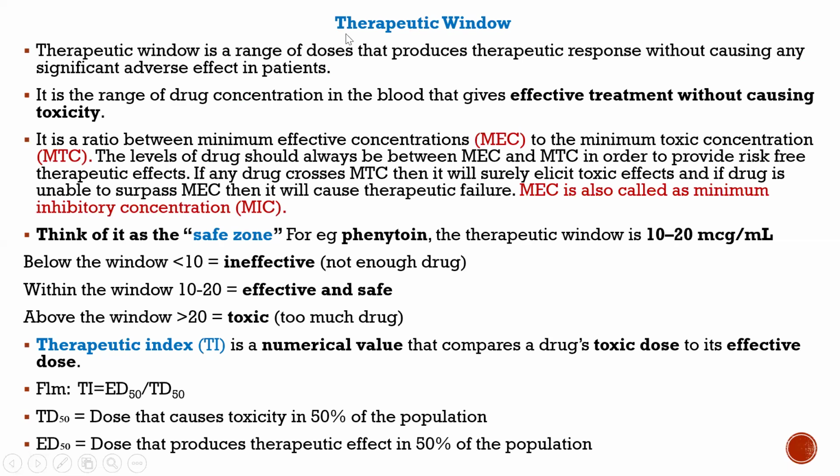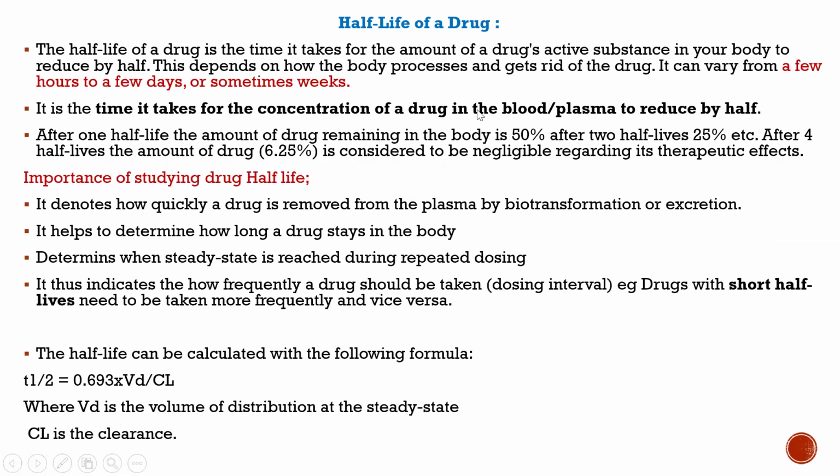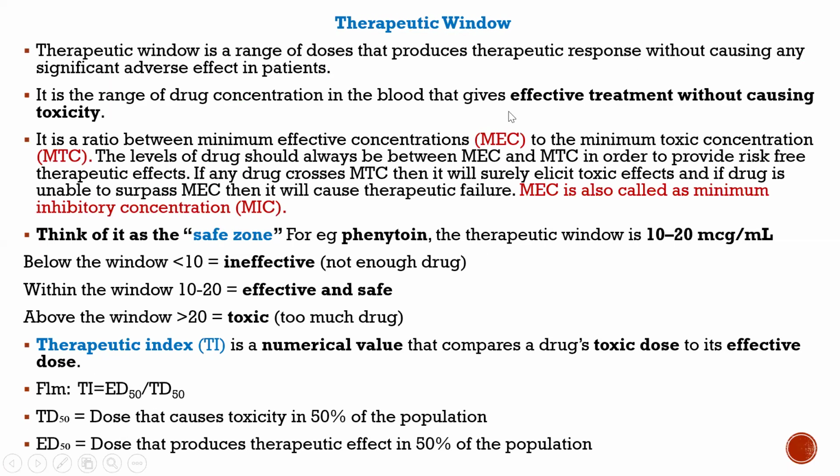So let's look at what is called the therapeutic window. Therapeutic window is a range of doses that produces a therapeutic response without causing any significant adverse effect in patients. So it is a range of drug concentration in the blood that gives effective treatment without causing toxicity.